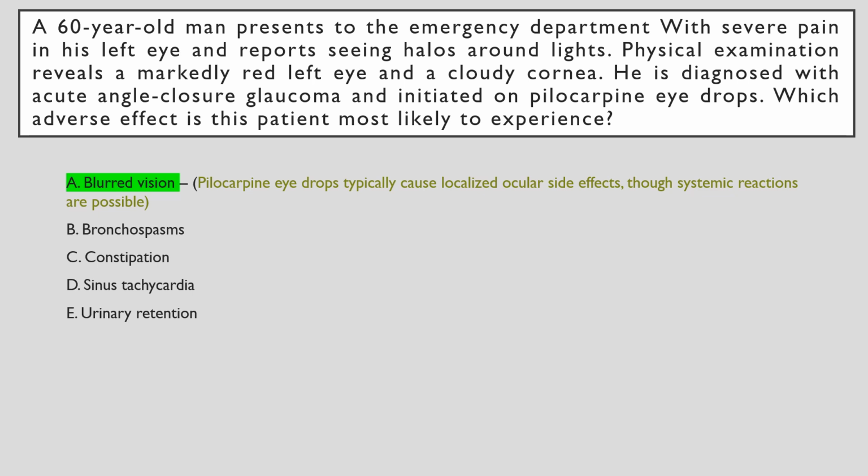The correct answer is A. Blurred vision. Adverse reactions to pilocarpine when applied to the eye are usually confined to ophthalmic effects, although systemic reactions can occur. Myopia, blurred vision, and night blindness are fairly common.